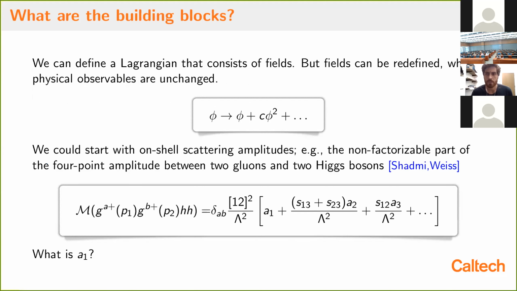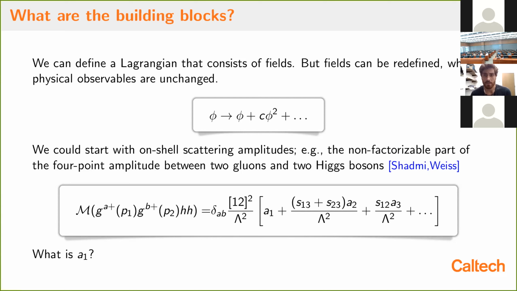Before I start with the main part of my talk, I just want to put some questions out. Namely, what are the fundamental building blocks in a quantum field theory? You might answer this question in various ways. Maybe the most conventional is to say that we start with a Lagrangian, which consists of various fields. These fields transform under symmetries, and you can construct invariant operators. And in an effective field theory context, you can add operators with higher mass dimensions.